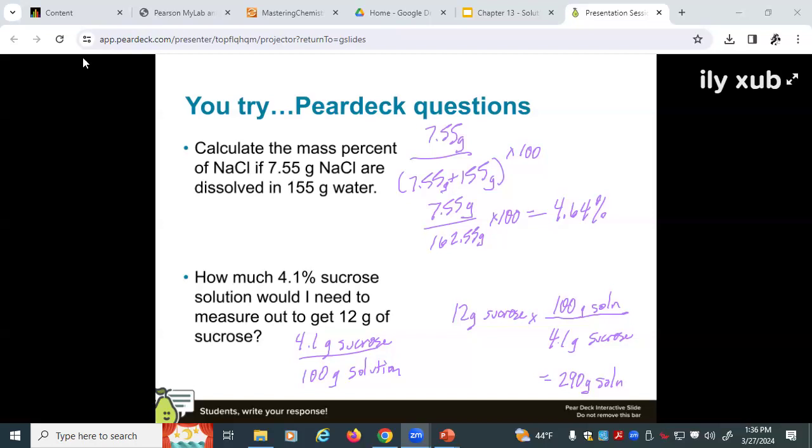So the answer there would have been 290 grams of solution in total, because the goal was 12 grams of sucrose, not 12 grams of solution. So to get the 12 grams of sucrose, I had to have 290 grams of solution in total. Right. Questions with either of these two?